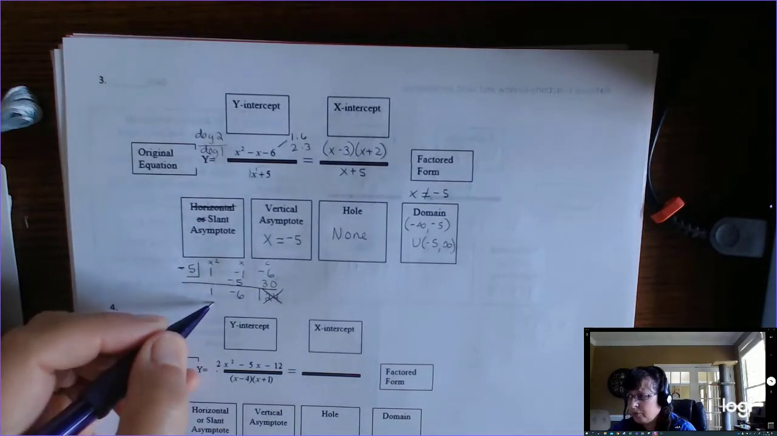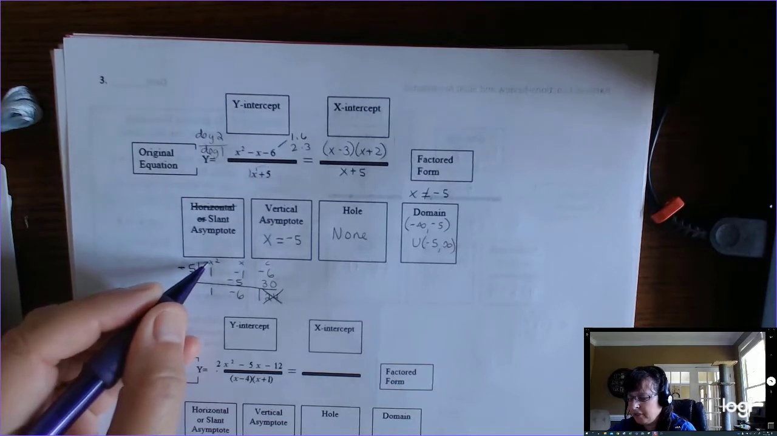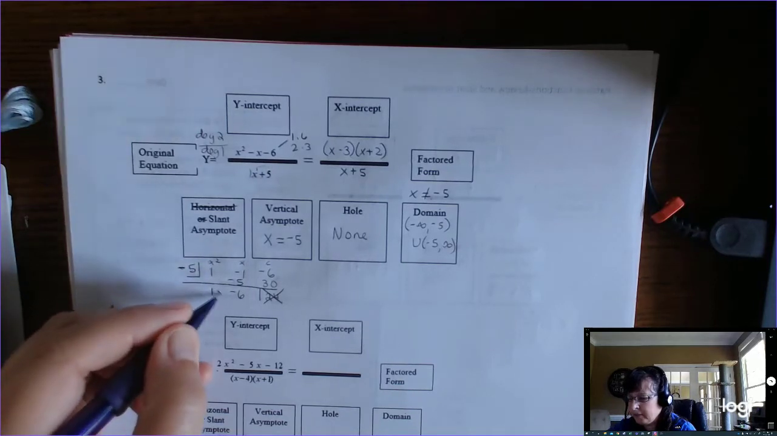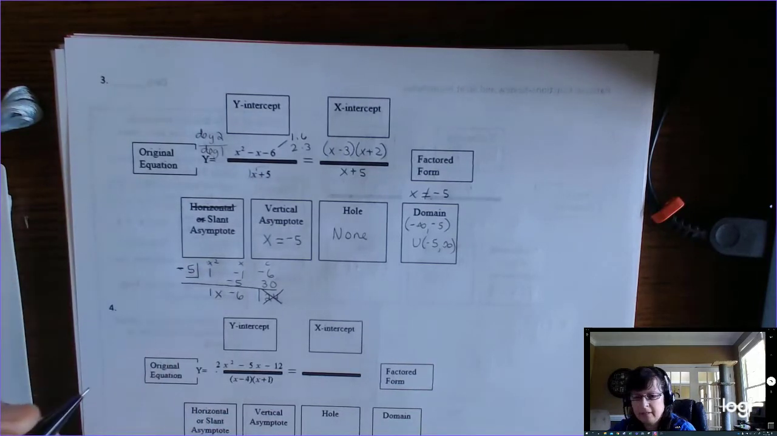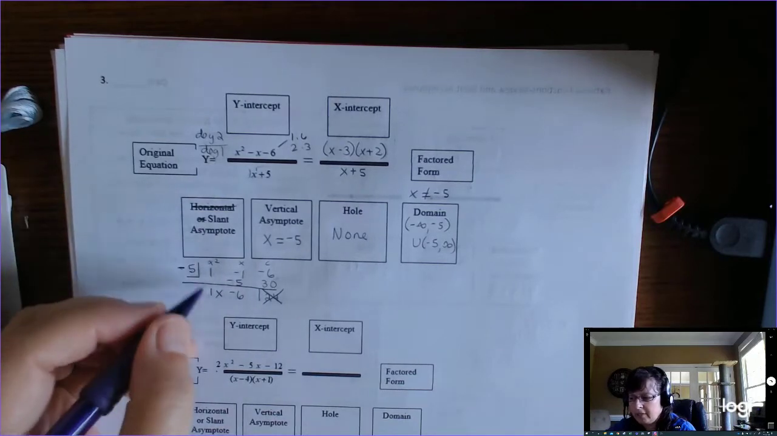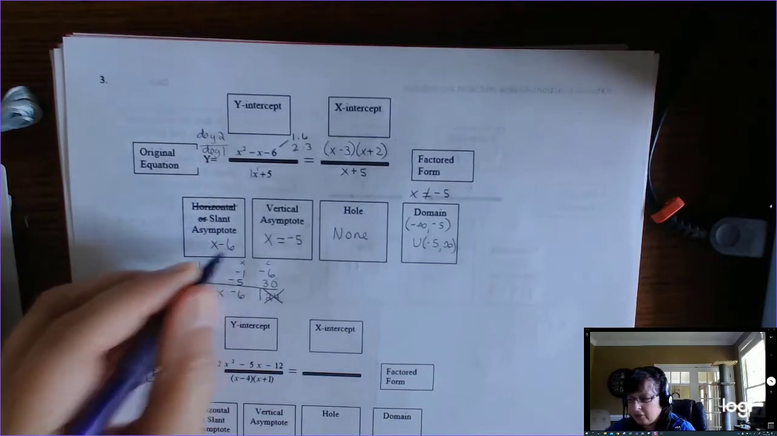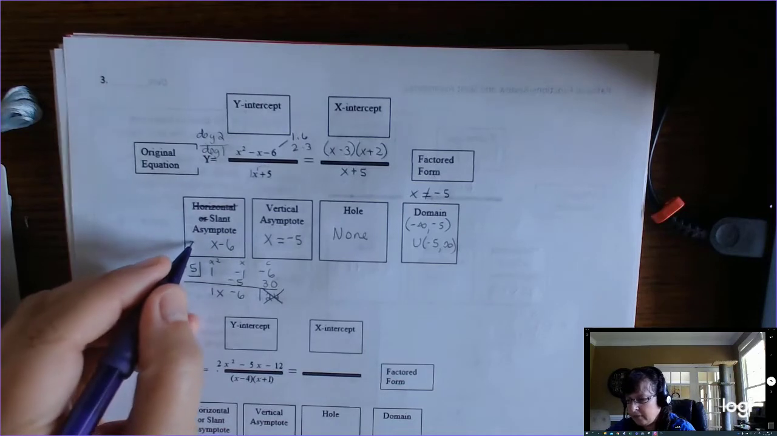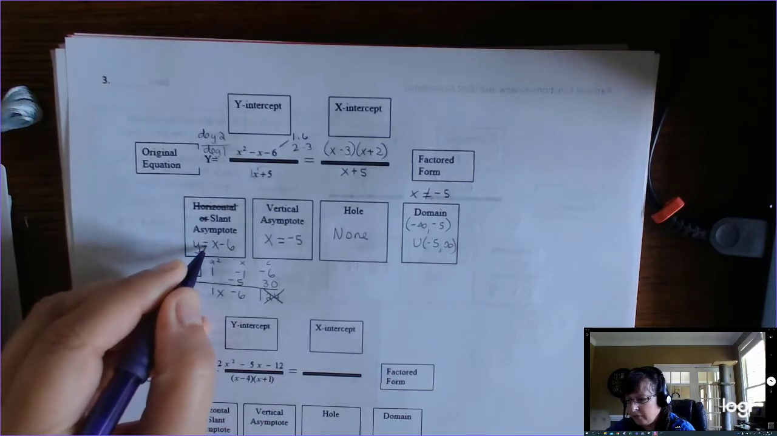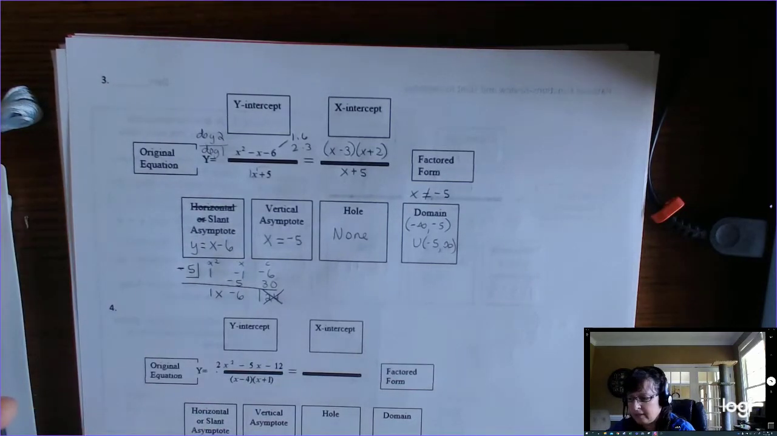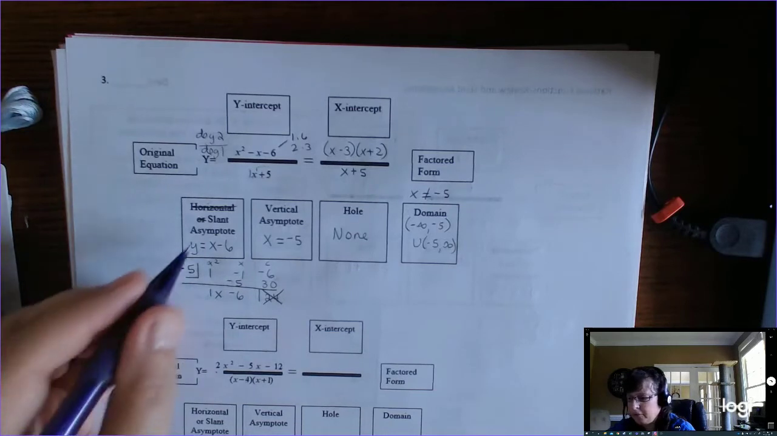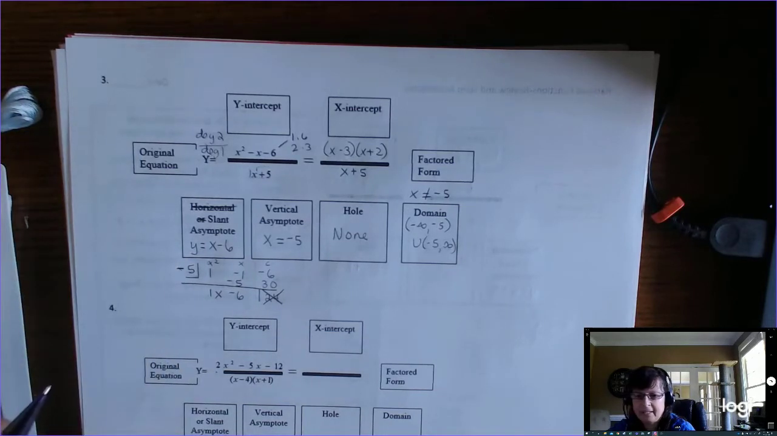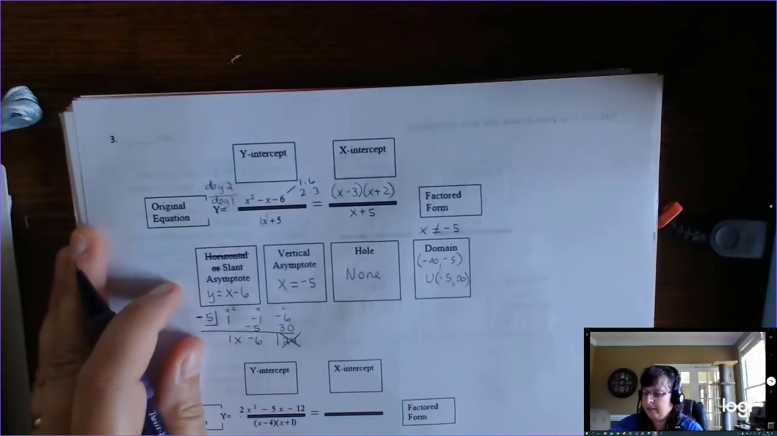So what is this 1, negative 6? Remember, synthetic division, it goes down 1. So this is x minus 6. But remember, your slant asymptote isn't x minus 6, that's an expression. The slant asymptote is a line, so you have to put y equals x minus 6. Okay? So you get the slant asymptote by dividing. You ignore the remainder.